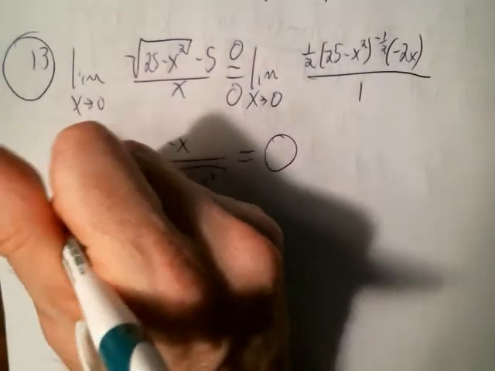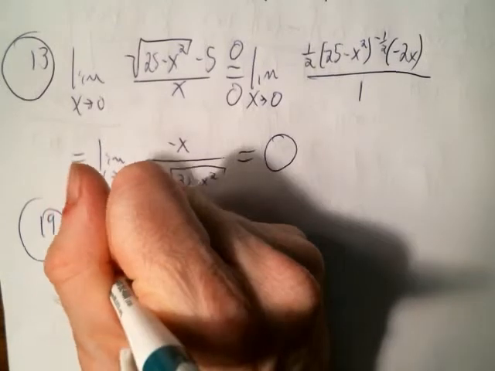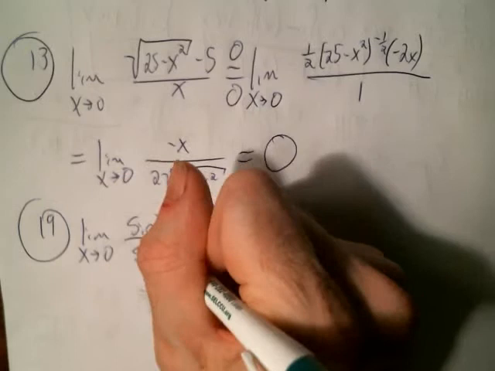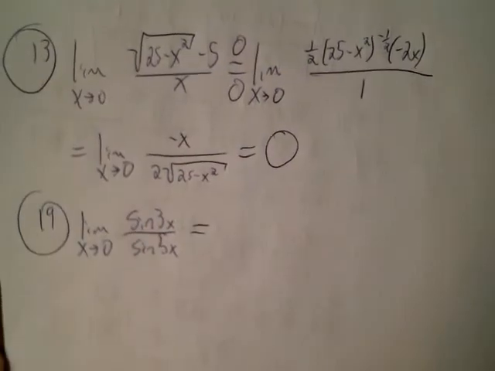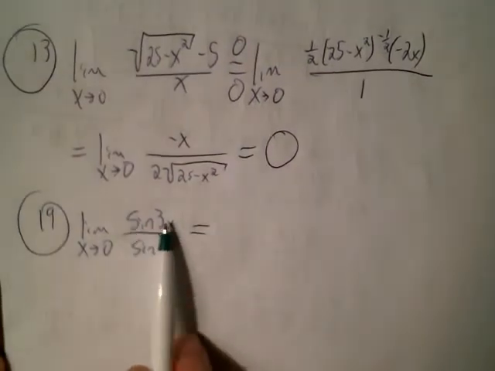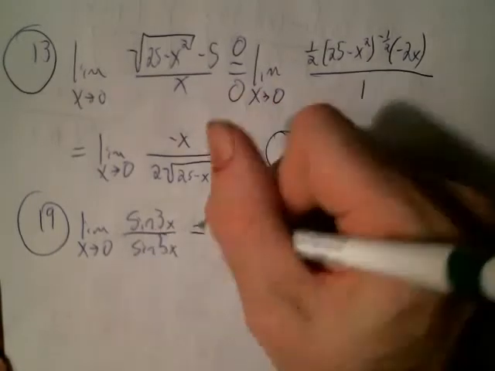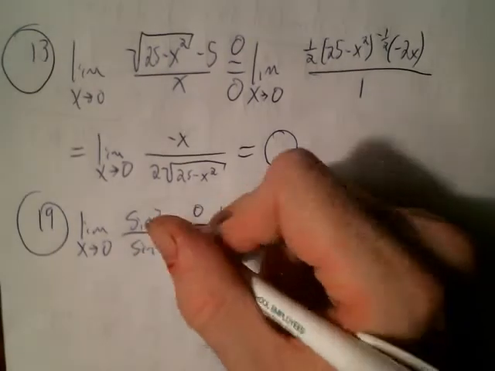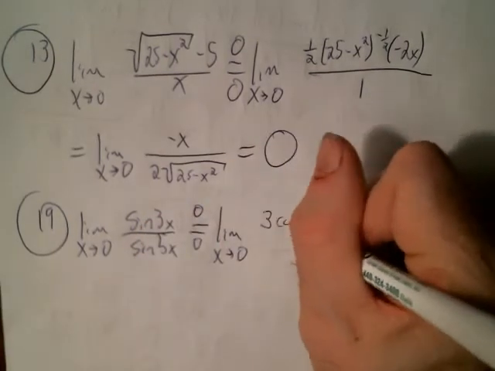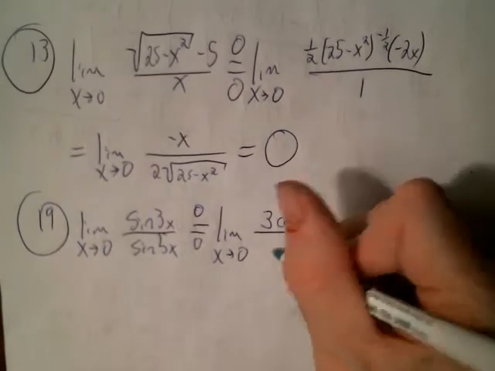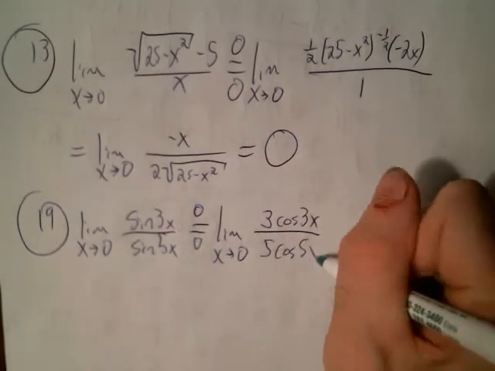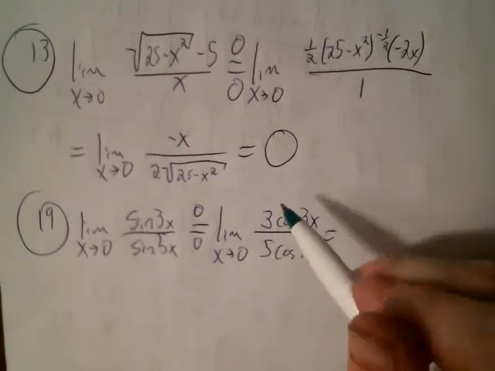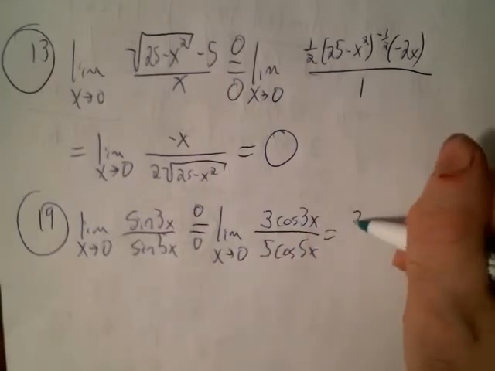Let's look at number 19. I have the limit as x goes to 0 of sine of 3x all over sine of 5x. Doing a substitution, sine of 0 is 0, sine of 0 again is 0, so it's 0 over 0. I do L'Hopital's. The derivative of sine 3x is 3 cosine 3x. The derivative of sine 5x is 5 cosine 5x. And then try another substitution. Subbing in this time will give you 3 times 1 all over 5 times 1, in other words, 3/5.